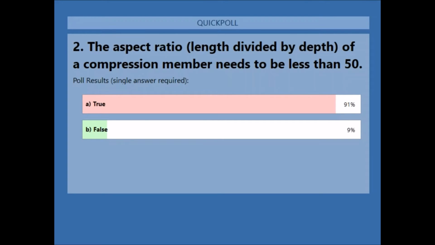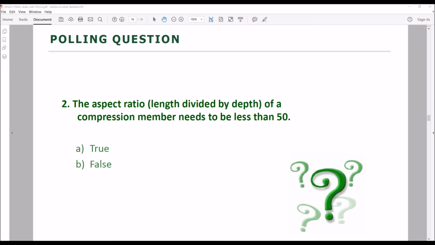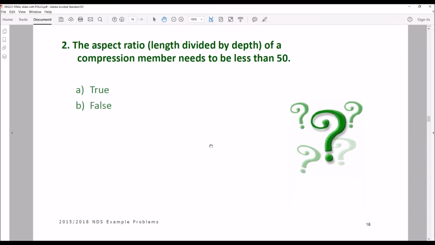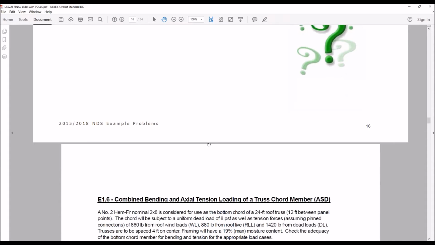91% say true. So what do you say, Lori? 91% of you got it right, so that's great. It is true. So that's that slenderness ratio I mentioned in the last example. So it probably would have been better to word the question as the slenderness ratio of a compression member needs to be less than 50, but 91% of you understood what we were asking for. And as I mentioned, there are limited situations where you can go up to 75 during construction, but in general, in service, you are limited to no more than 50.